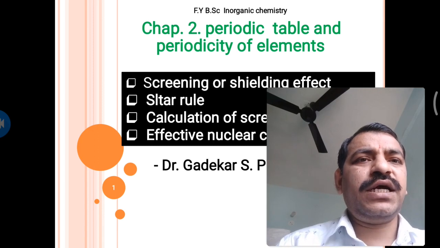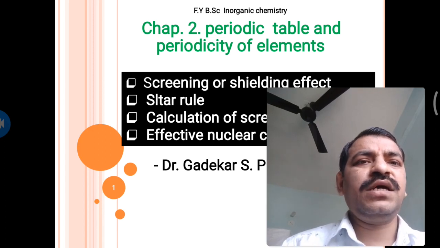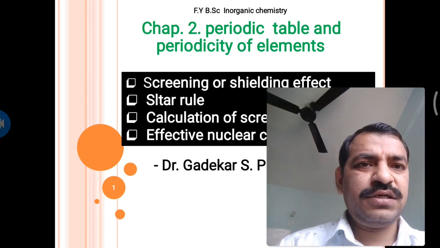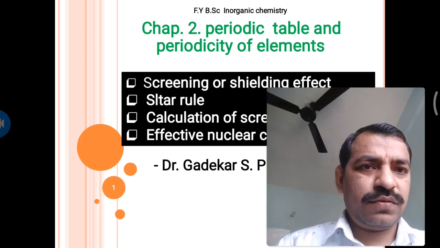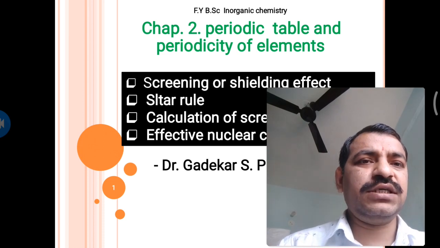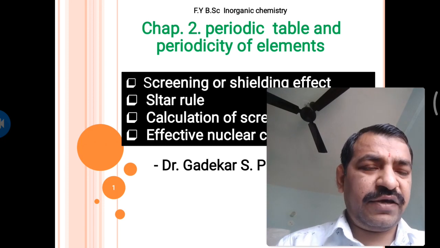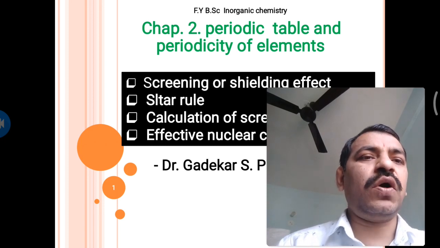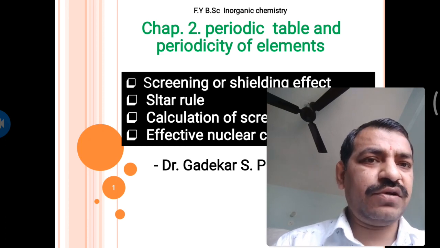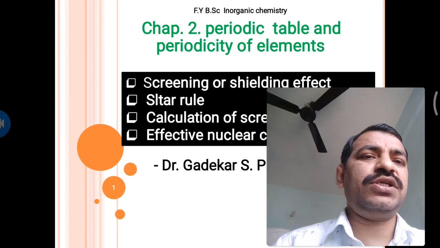Today we will discuss the screening or shielding effect, then the Slater rule, then the calculation of the screening effect or screening constant, then the effective nuclear charge and the calculation of the effective nuclear charge.